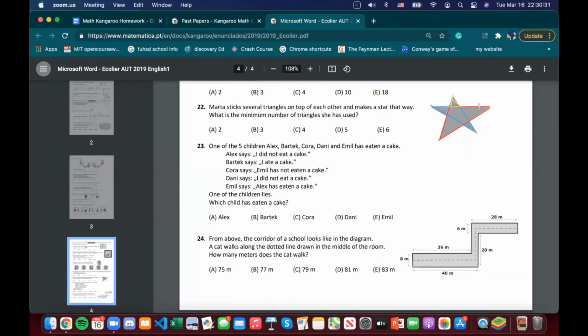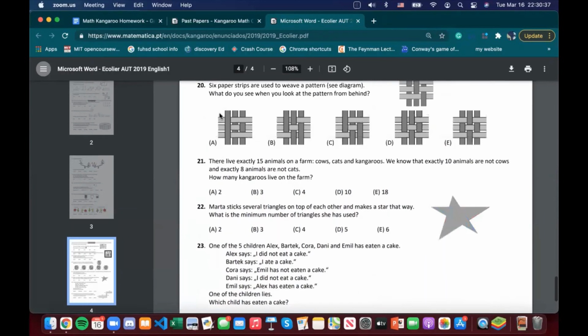So for problem 22, your answer would be B, 3 triangles. That one is incredibly easy. I don't know why it's this far.